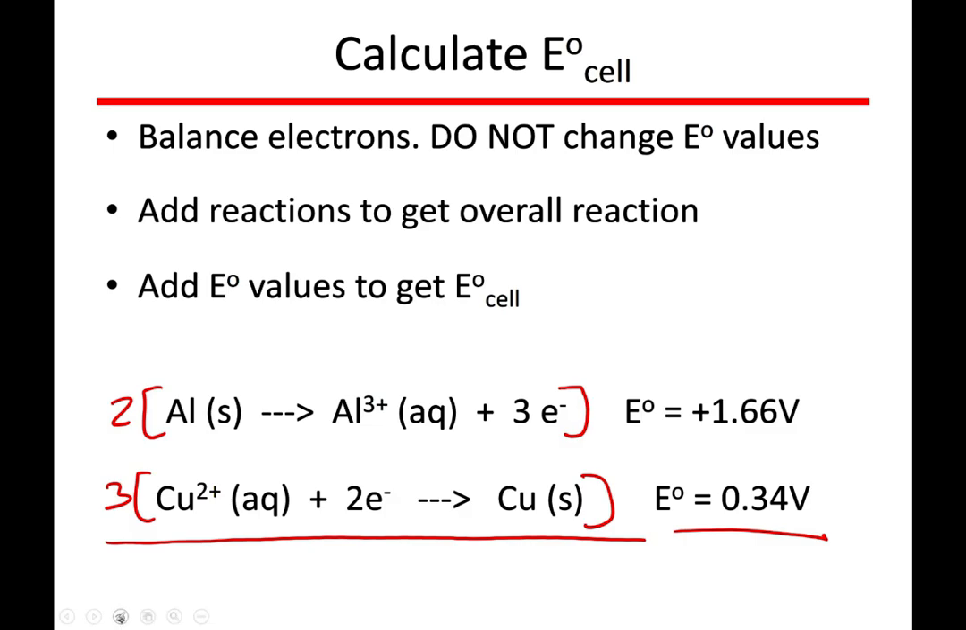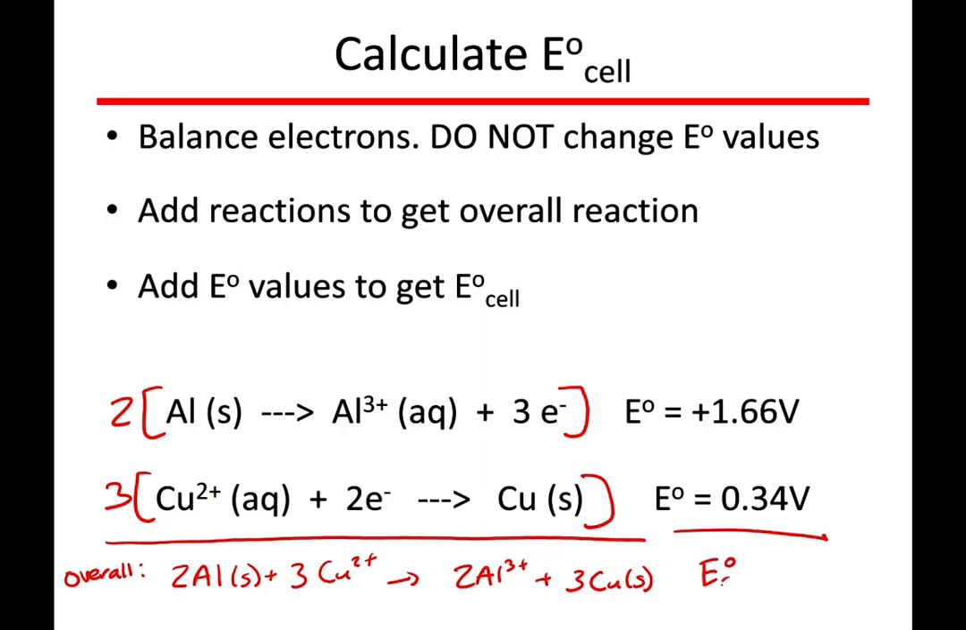Then, what you can do is add up the two half reactions to get the overall. What we have here is 2Al solid plus 3Cu2+ going to 2Al3+ plus 3Cu solid. And the 6 electrons cancel out here, right? Because you have 6 electrons on the right-hand side of the aluminum half reaction and 6 electrons on the left-hand side of the copper half reaction.